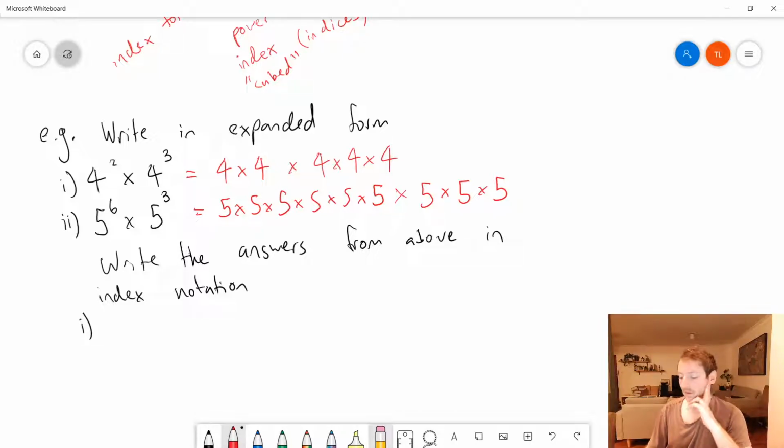So, here it said 4 squared times 4 cubed. But you notice when I write it out, it's just 4s multiplied by each other, and there are 5 of them. So I can write 4 to the power of 5. There we go, Roman 2. Same here, 5 to the power of 6 was all of these 5s. 5 to the power of 3 was all of these 5s. And I've got 1, 2, 3, 4, 5, 6, 7, 8, 9 5s.